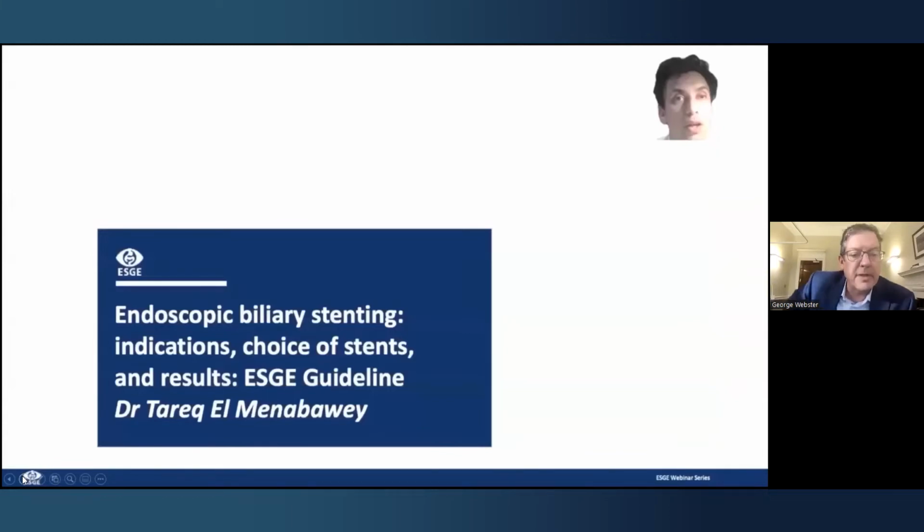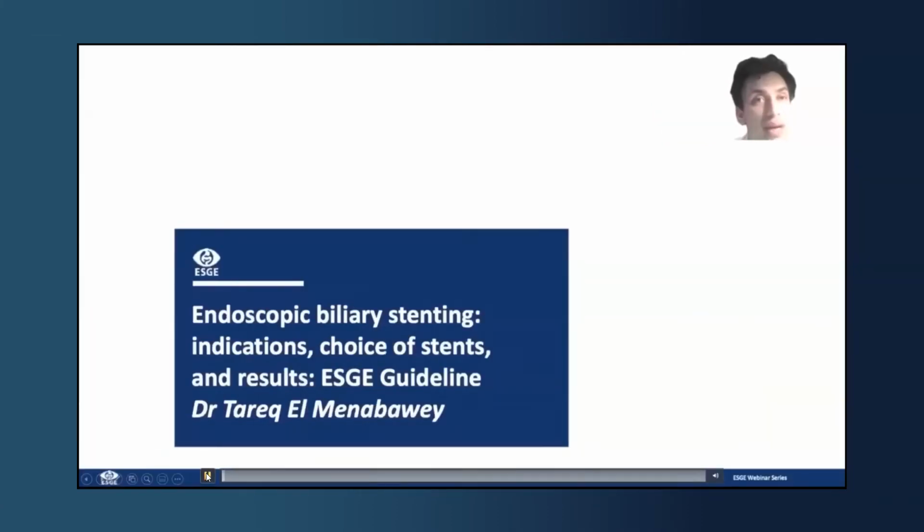Before we discuss all things stents, we'll go into a presentation by Taz Menabawey, one of our fellows, on the ESG guidelines on stenting. Good evening, ladies and gentlemen. My name is Tareq Menabawey. I'm a senior registrar at University College Hospital in London, and I've been asked to talk to you today about the ESG guidelines on endoscopic biliary stenting.